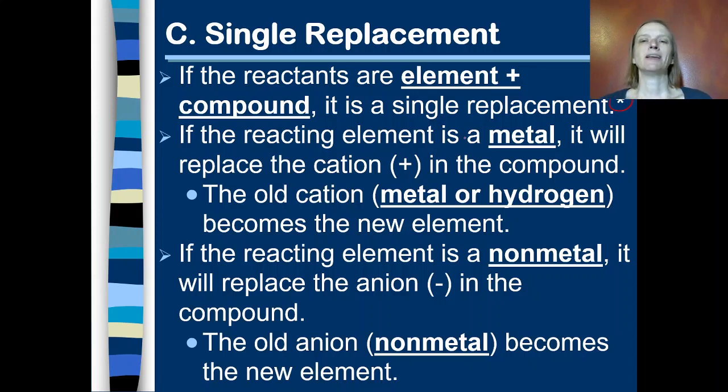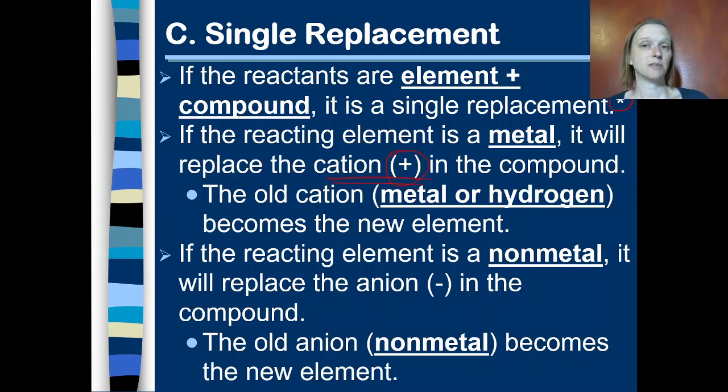If the reacting element is a metal, it's going to take the place of the cation in the compound. That positively charged ion is going to be replaced by the metal. The old cation, whether it's metal or hydrogen, becomes the new element. So metal is going to replace metal, or metal is going to replace hydrogen in a single replacement reaction.